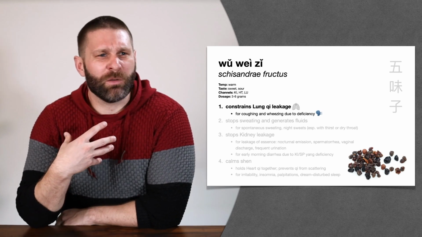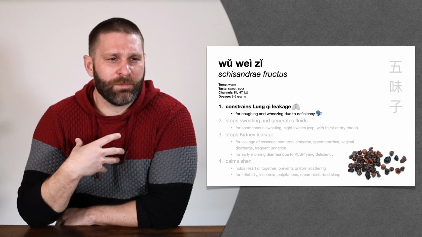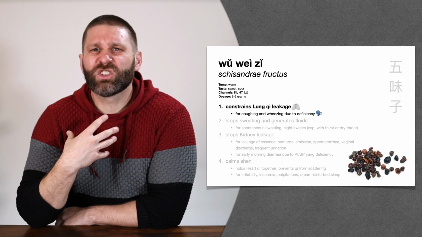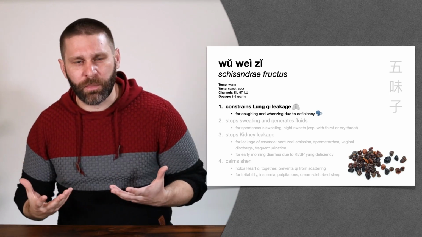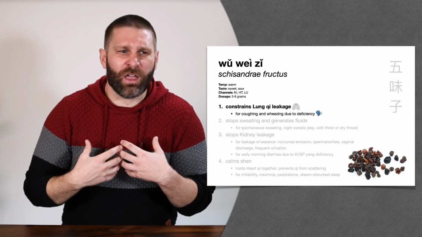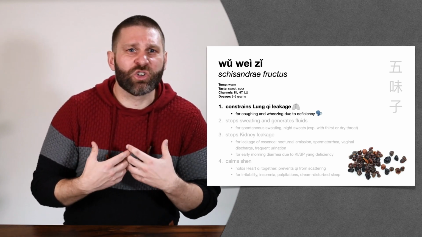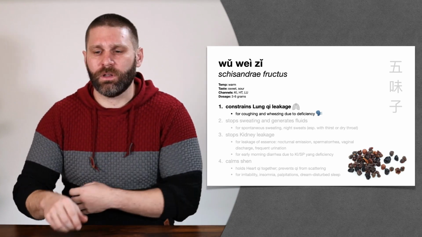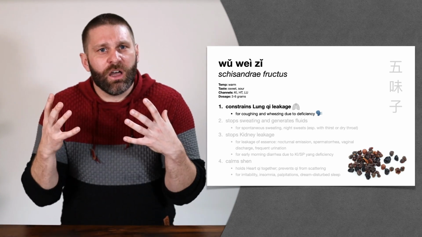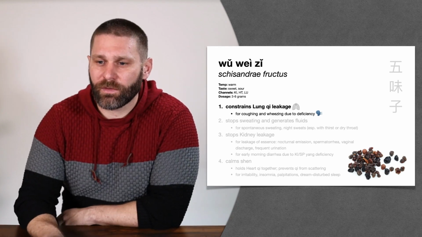So here we're talking about more of a chronic cough that's more soft in volume. It's not like a loud hacking cough where you're coughing up a bunch of phlegm. This is more like a chronic dry cough due to lung yin deficiency, or a chronic quiet cough due to lung qi deficiency. So we can astringe lung qi to stop that coughing and wheezing.